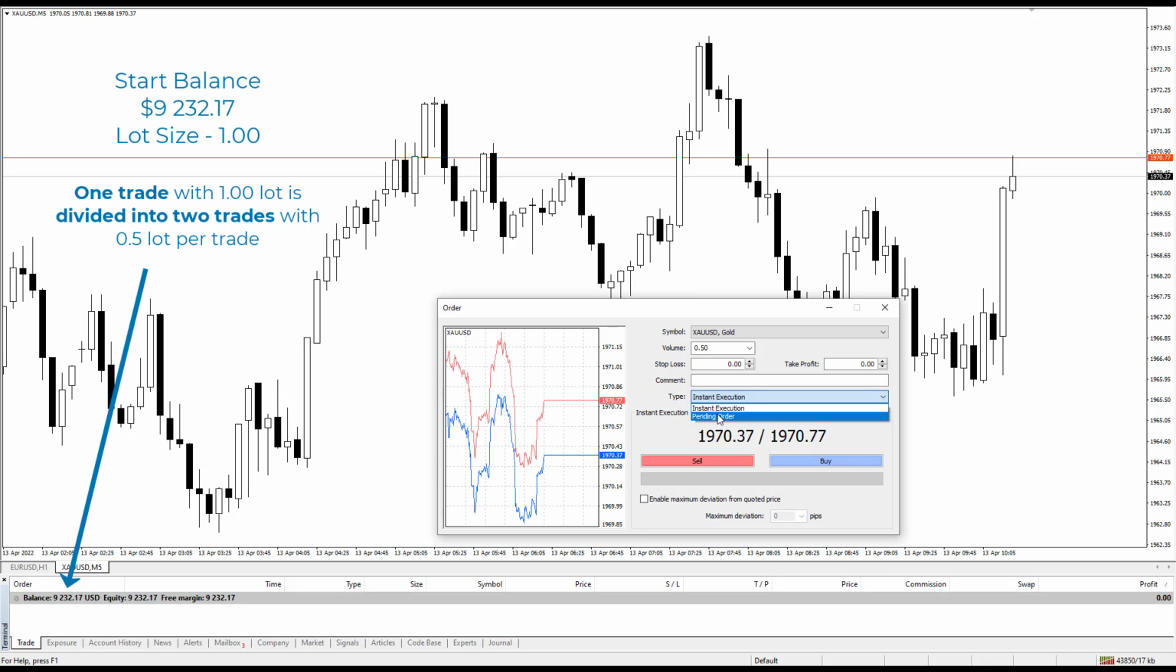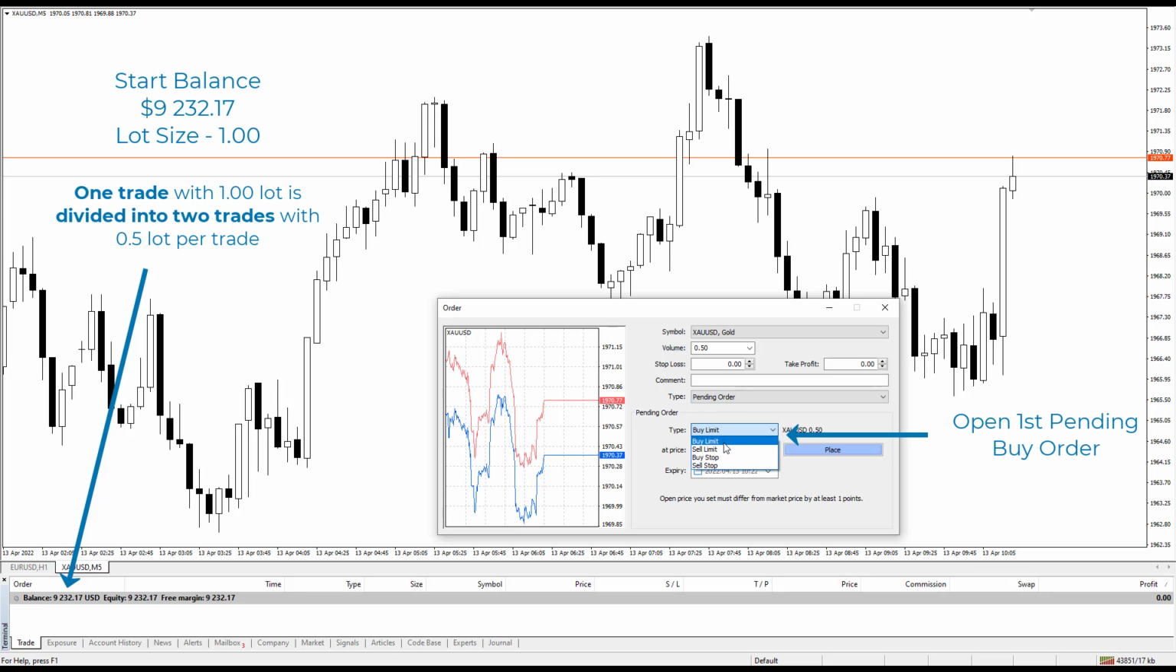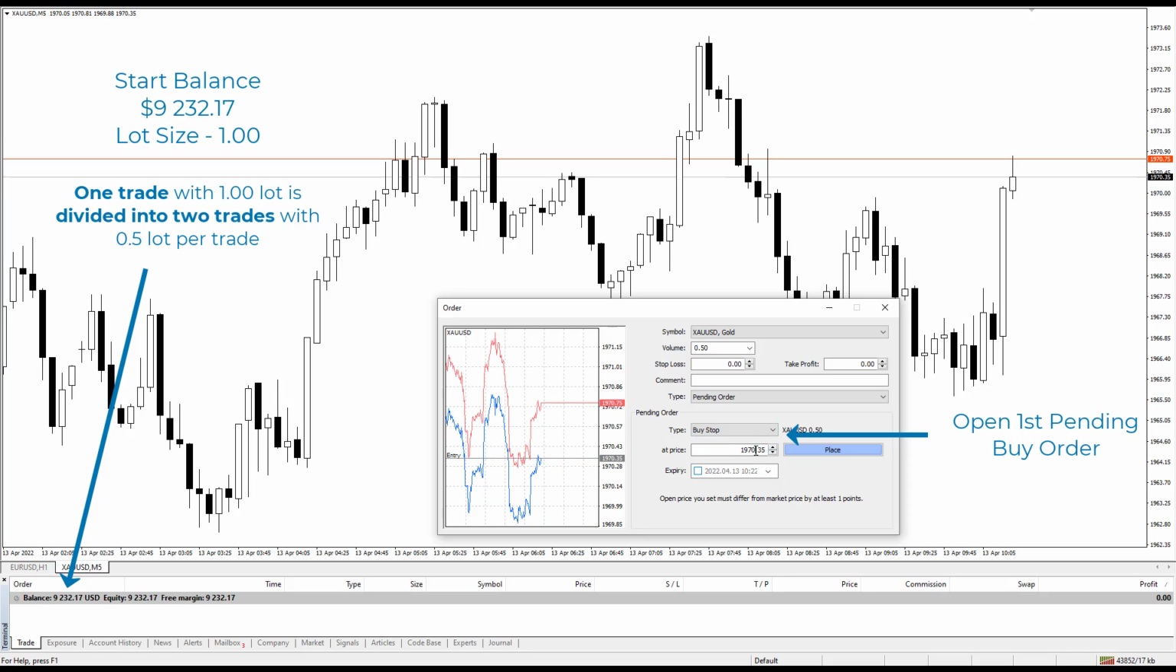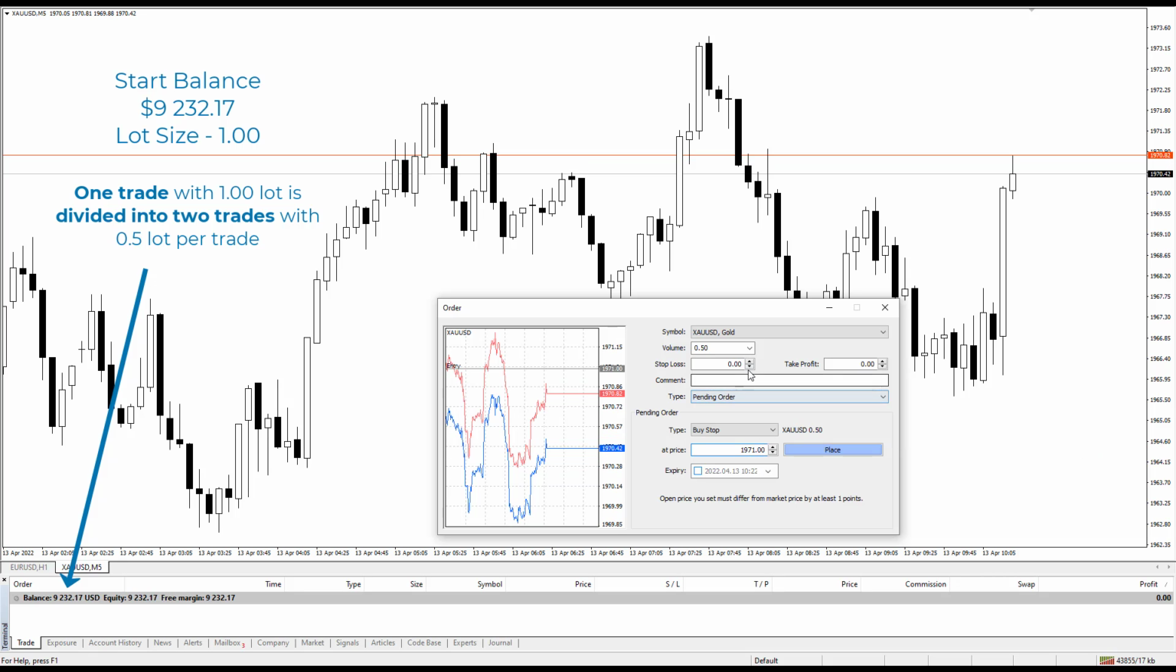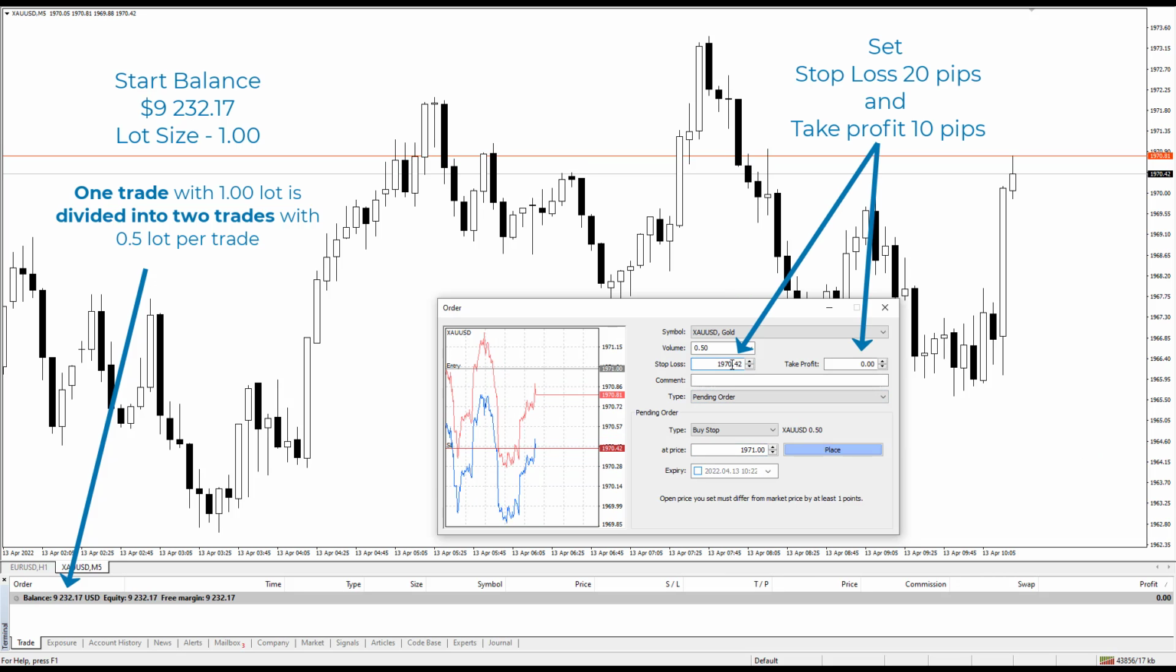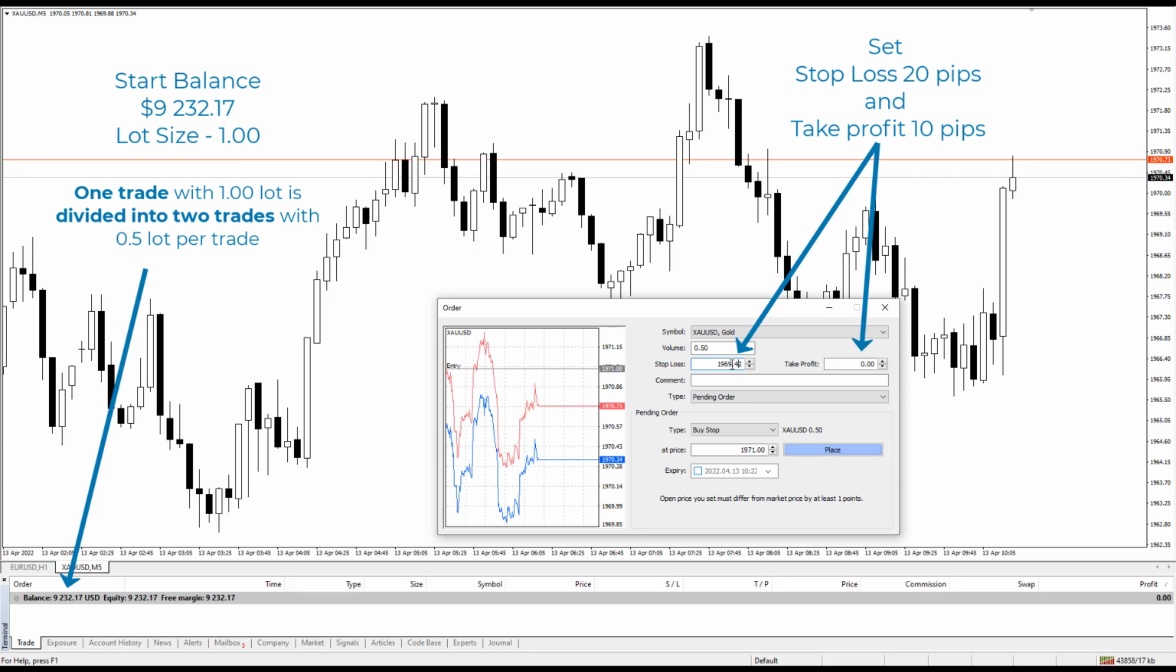I will open two pending buy orders. It will be two buy stop orders where I am expecting the price will go higher from the current price. First I will open first buy order. It will be a buy stop order with the price which is currently above the current price. Then I will put stop loss which will be 20 pips, and then I will put take profit which will be 10 pips.